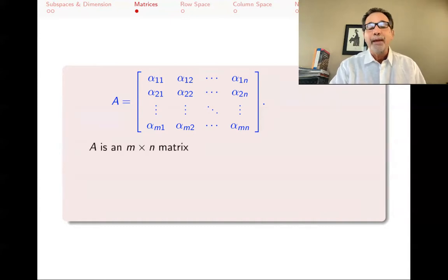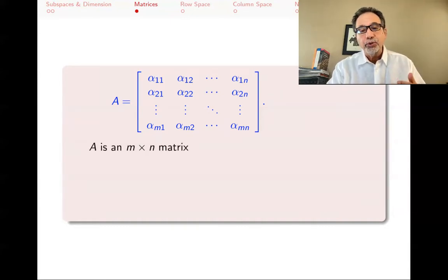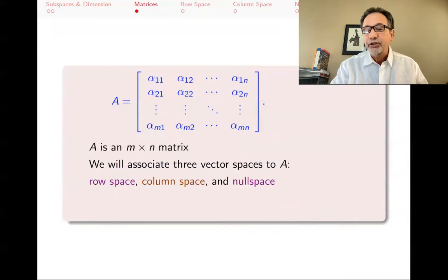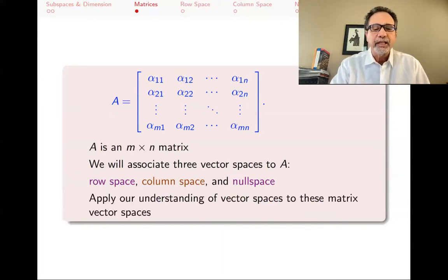This matrix is M by N. It has M rows and N columns. These vector spaces that we're going to associate with it are called row space, column space, and null space. Our purpose is to apply our understanding of vector spaces, things we know about dimension, about spanning, about linear independence, and so forth, to these vector spaces that come from matrices.